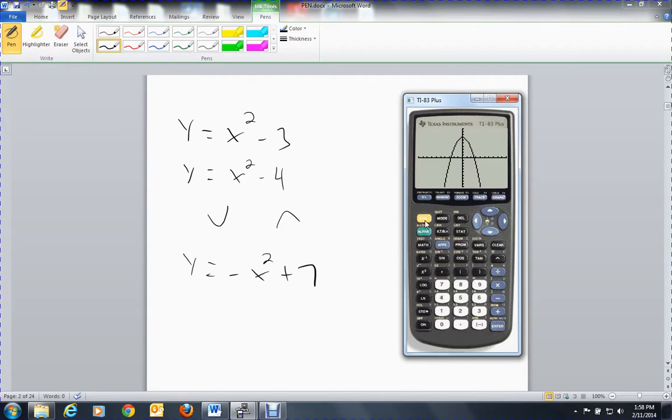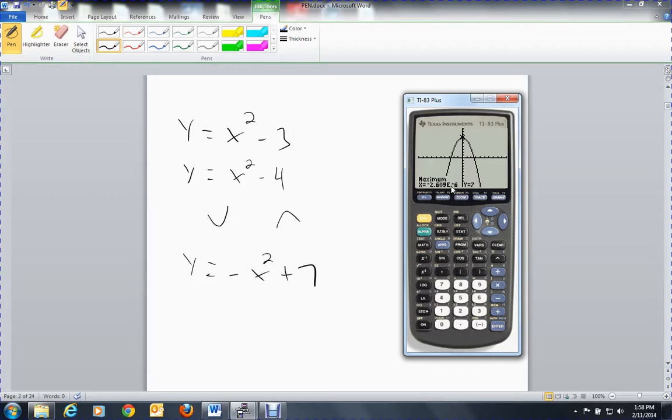This time it has a maximum. So we hit second trace. Maximum is 4. For the left bound, I can just move it over if I want to. Hit enter. Then for the right bound, I can move it over or type in values. Either way you want to do it, just showing you different possibilities. Enter. Then hit enter again.